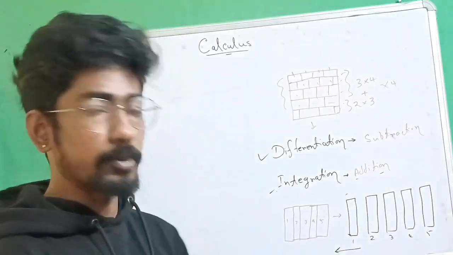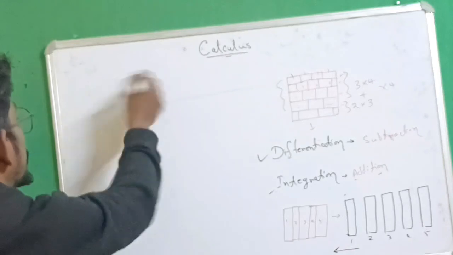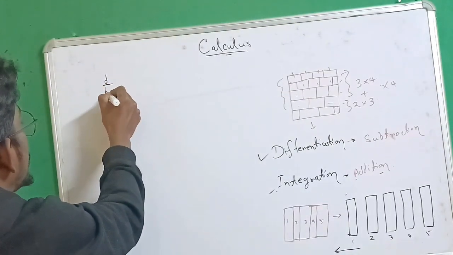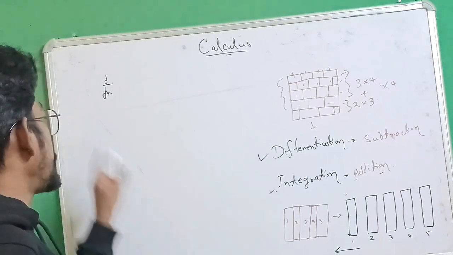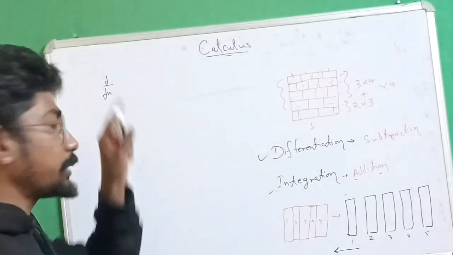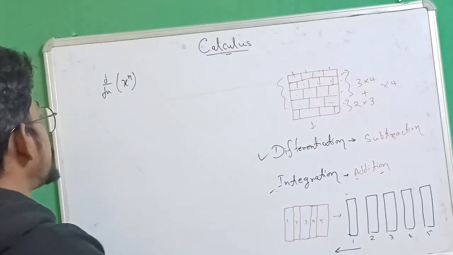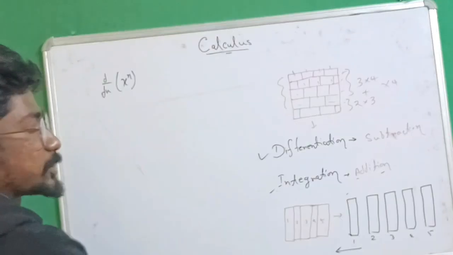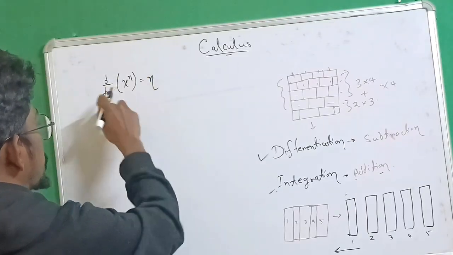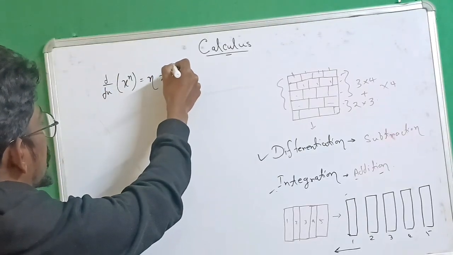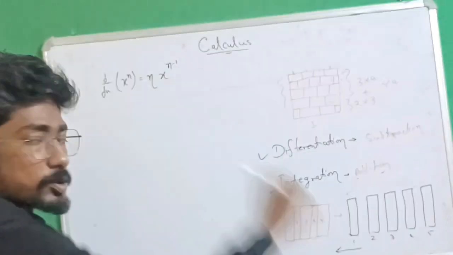The first thing I will be sharing is the exponent formula. The exponent formula says d by dx, this d by dx is the operator of differentiation, of x to the power n. There is a number x and the exponent is n. So what you will get, the formula says this exponent will come out and the exponent will be reduced by 1. This is the simple formula of exponent.